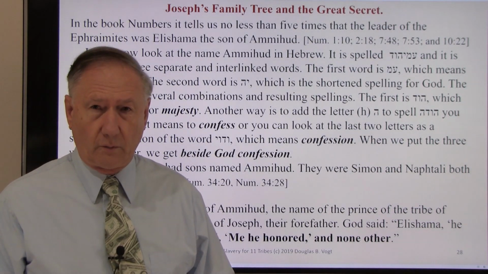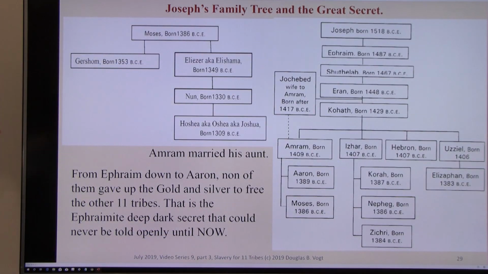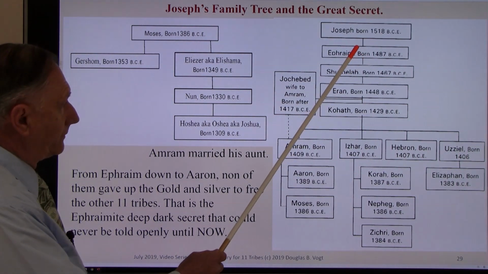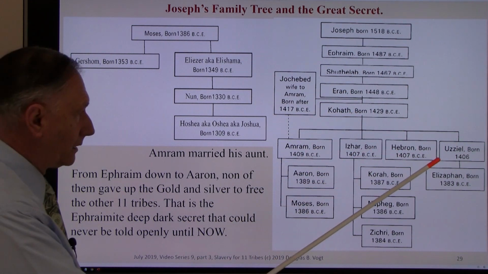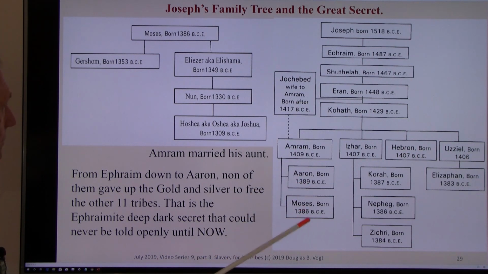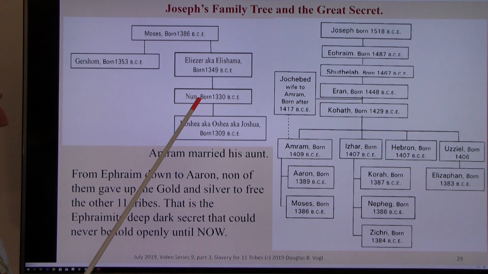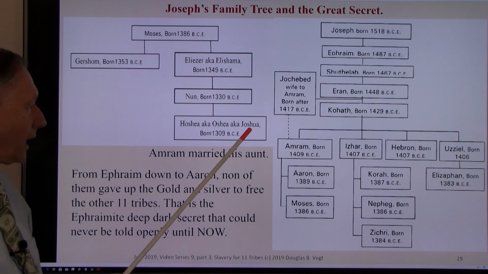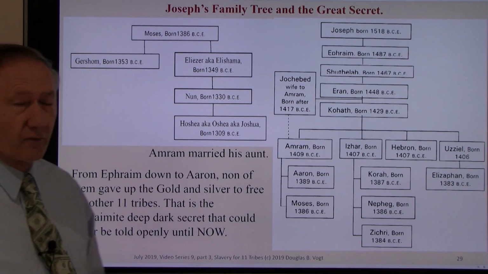So anyone who questions or doubts how much I know, now you got an idea a little bit. Here's the correct family tree of Joseph through only Ephraim. Ephraim, this guy, Aaron, Korath, his sons, Aaron, Moses. Moses, Eliezer, I just showed you. He's Eliashima, the head of the Ephraimites. His son was Nun, Moses' grandson. Hoshea, a.k.a. Osea, a.k.a. Joshua, born 1309 BCE, the great-grandson of Moses.